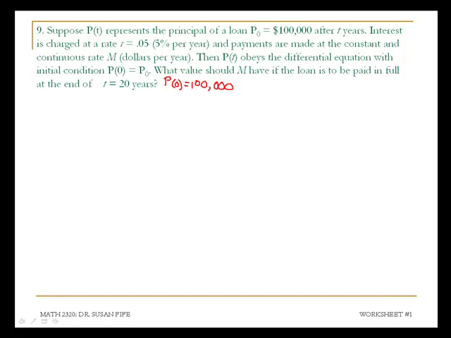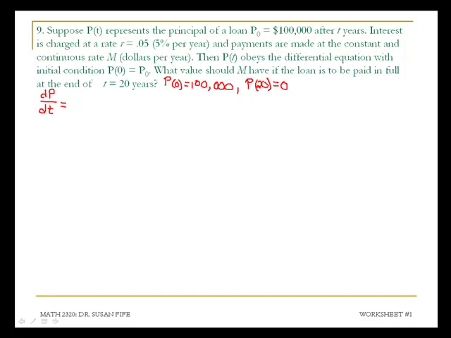Interest is charged at a rate of 5% per year, and payments are made at a constant and continuous rate of $m per year. And then P of t obeys the differential equation with the initial condition P of 0 equals P0, or 100,000. What value should m have if the loan is paid off at the end of 20 years? So if it's paid off at the end of 20 years, we want the principal after 20 years to be equal to 0.